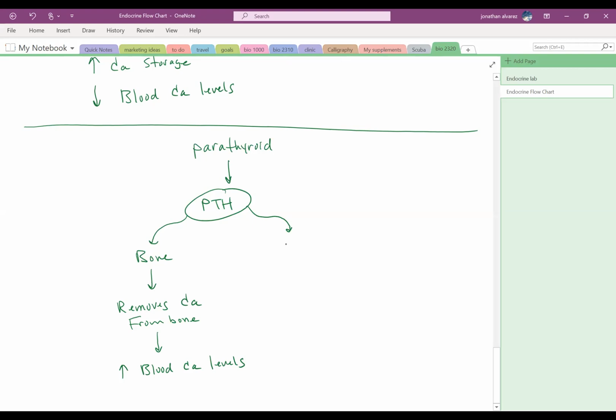If it goes to the kidneys, then it is going to help produce the active form of vitamin D.